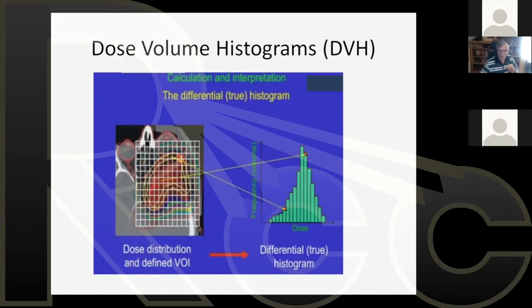puts these grid lines, grid squares, voxels, into the tumor volume and begins to accumulate how much dose is in each voxel. So on the right, you have what's called a differential or true histogram. And as you can see here, I'll use my pointer here, there's dose on the bottom on the X, and how many times you get a count on the y-axis.